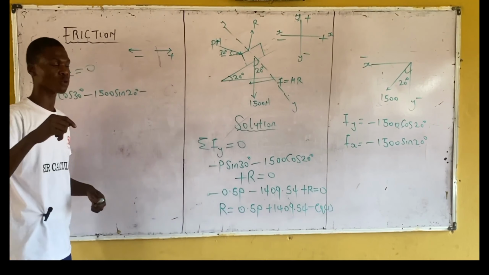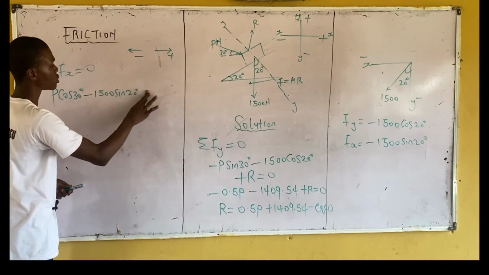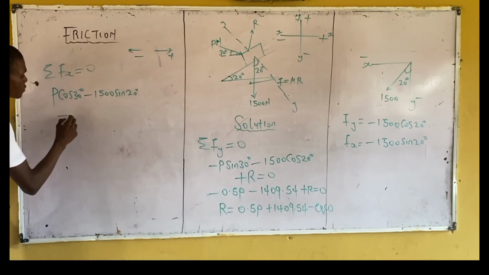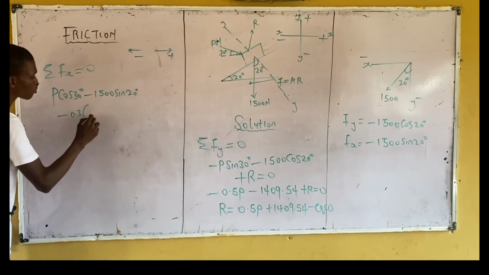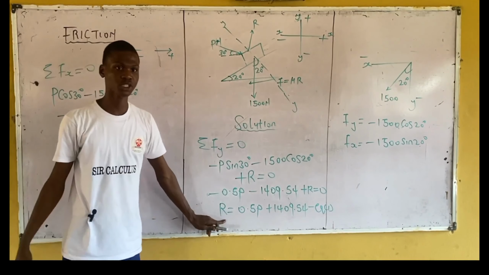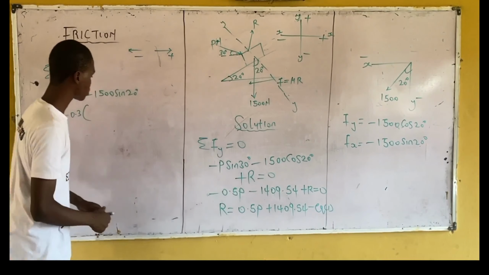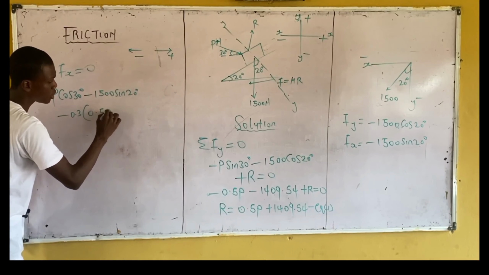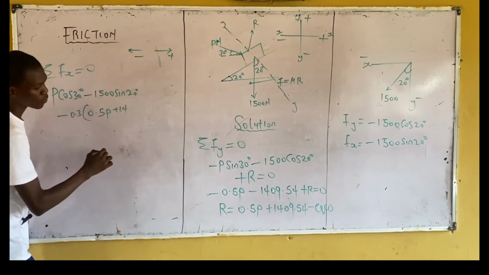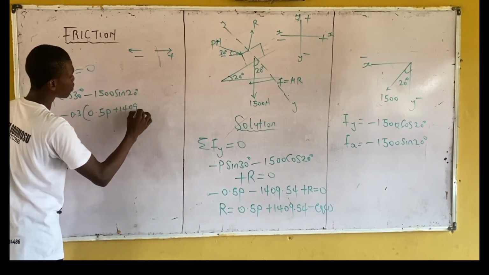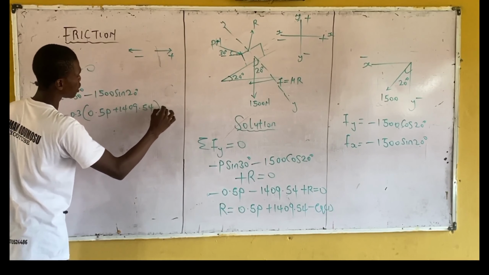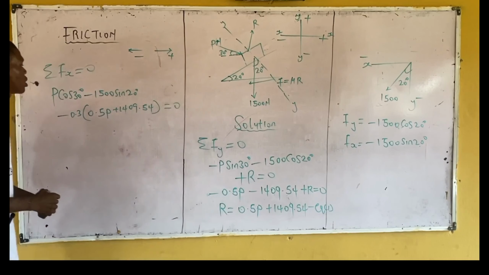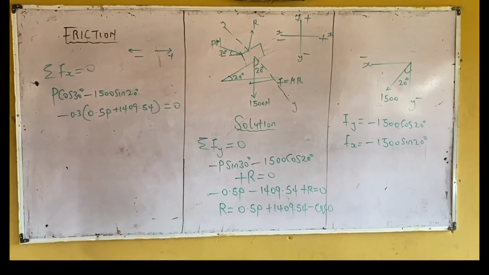What's the value of mu? It was given from the question. So negative 0.3, open bracket, the expression here from equation 1. So let's substitute the whole of equation 1: 0.5P plus 1409.54 equals 0. Any questions so far?